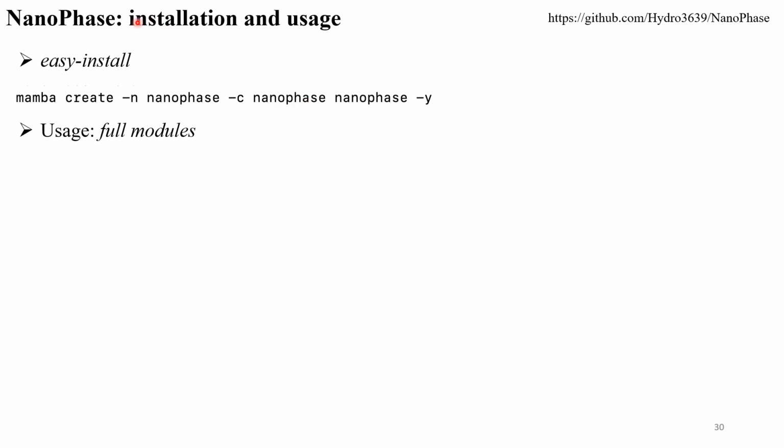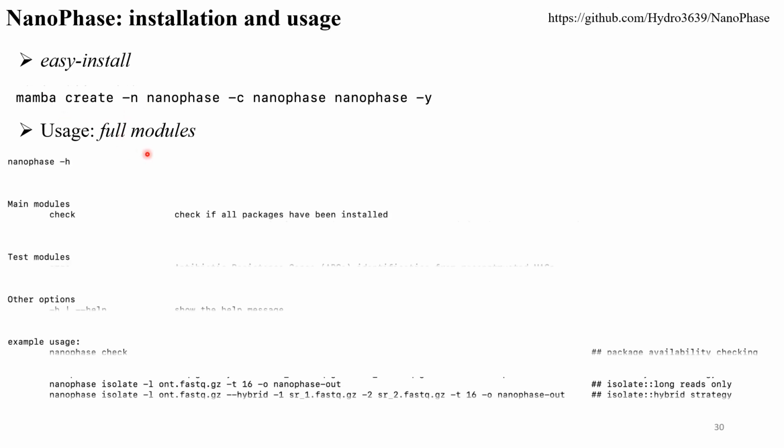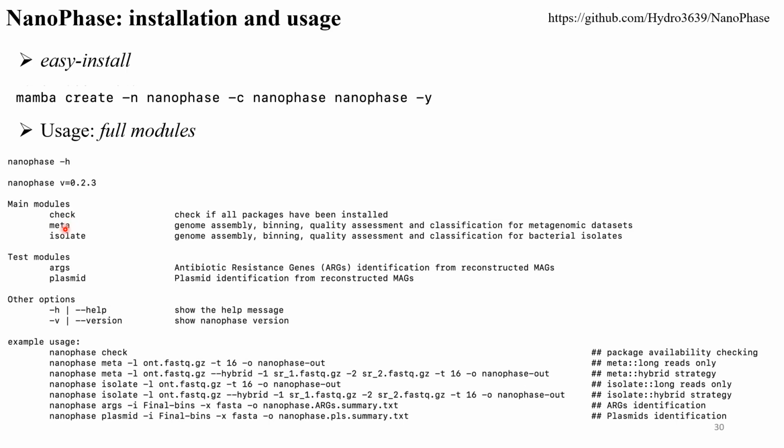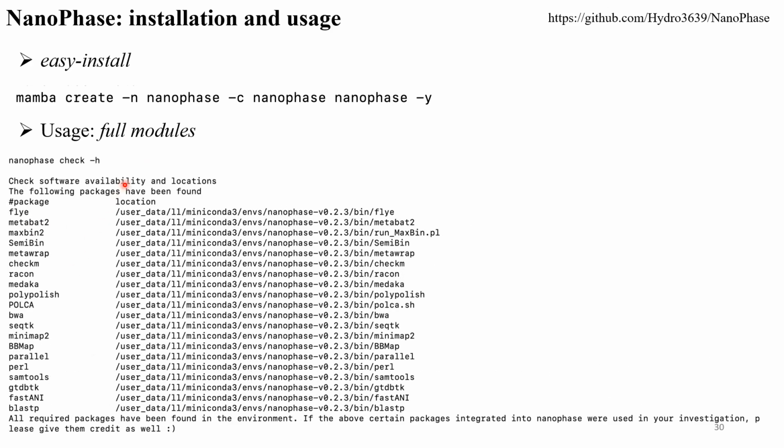NanoPhase can be easily installed via Conda or Mamba. I would strongly suggest using Mamba because it's much faster than Conda. Here is the full module list of NanoPhase, including the check, meta, and isolate modules. There are also two test modules. The check module will check all required dependencies to make sure all the dependencies have been installed before a successful run.